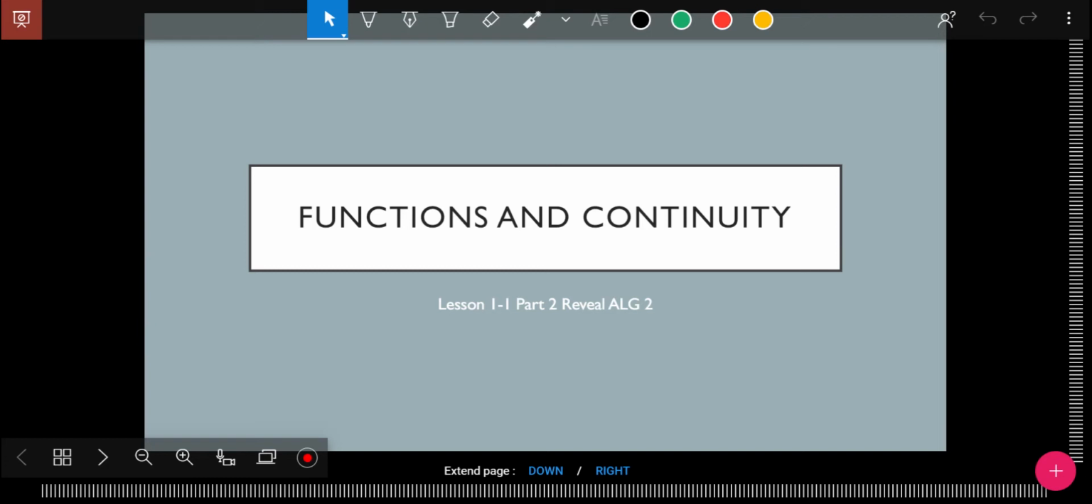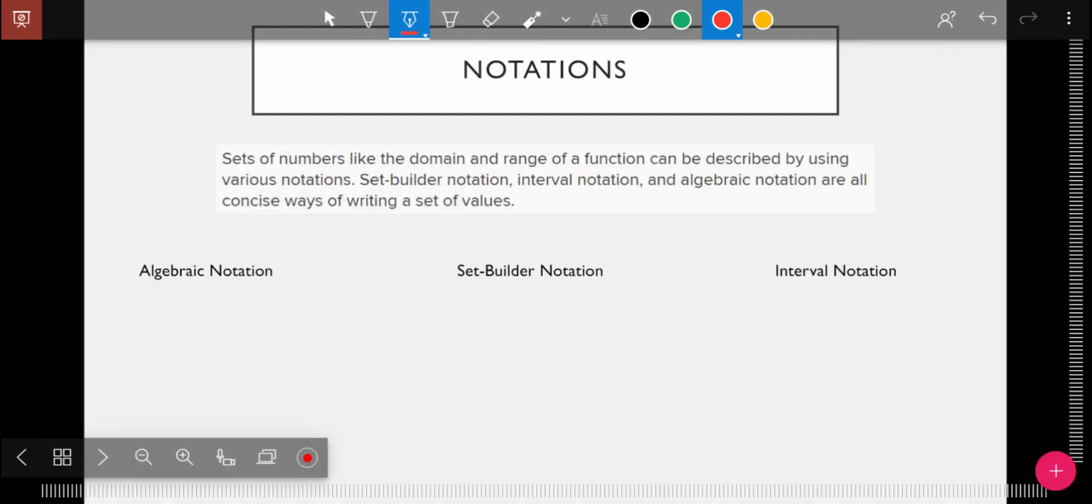All right, so today is more functions and continuity, except it really isn't. Today is really all about notations, how we write out sets. A set of numbers, like the domain and range, we did this. We talked about how to write things in sets, and we used mostly algebraic notation when we did it before.